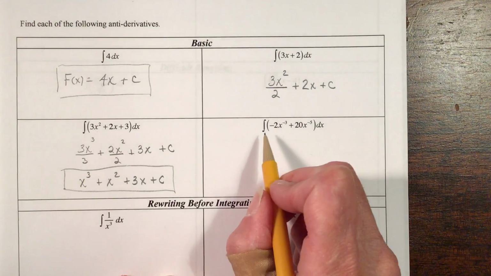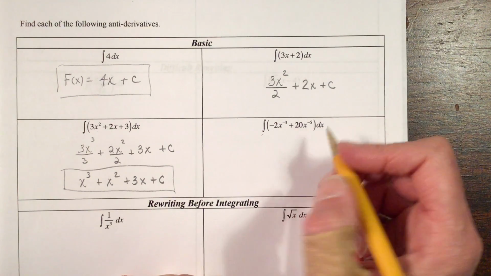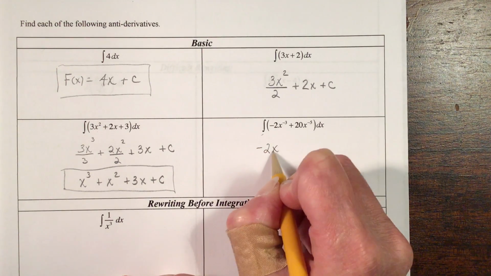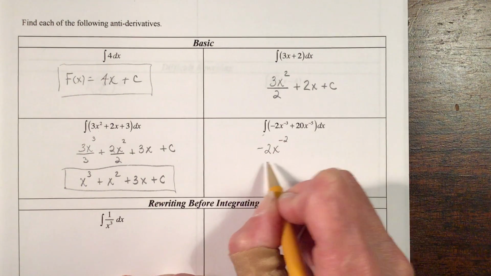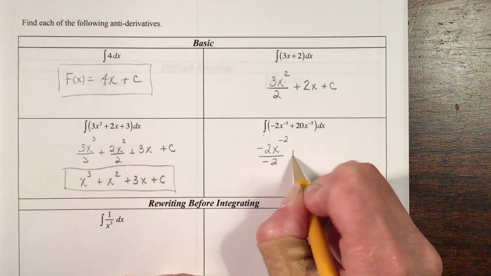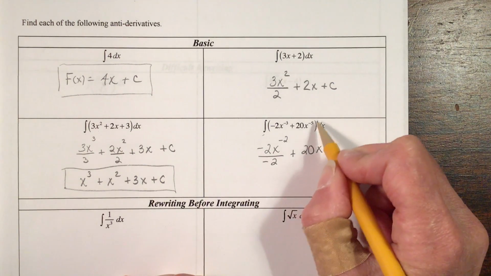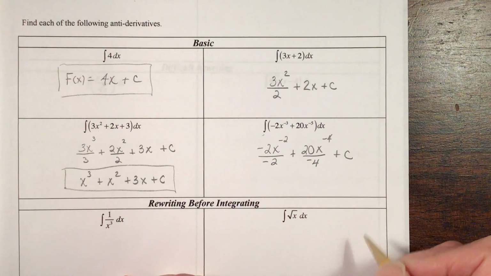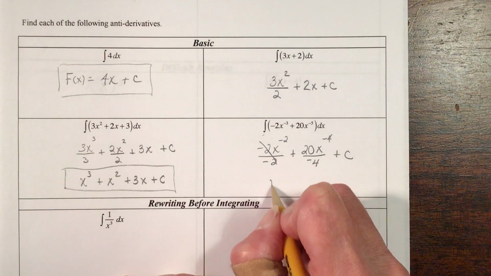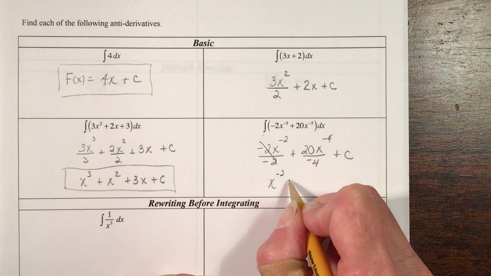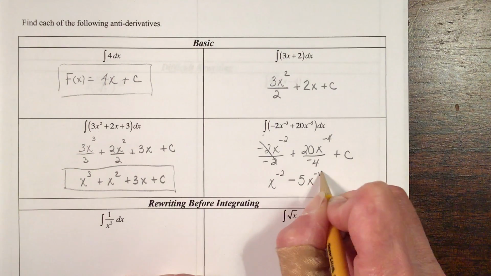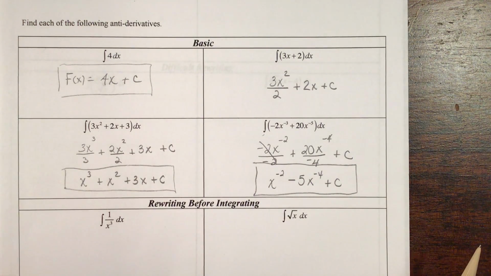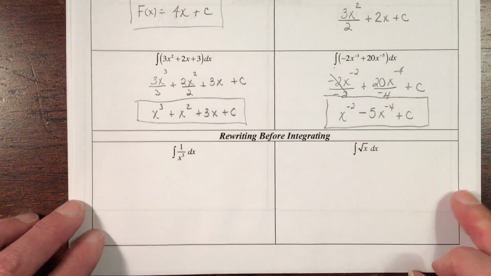Moving on, the antiderivative. So now I have some negative numbers. Still, I'm just going to add and divide. So I have negative 2x. If I add 1, I get negative 2. Divide by negative 2. Plus 20x. Add 1 to the power. Divide by that number. Plus c. This is going to cancel. You're going to be left with x to the negative 2 minus 5x to the negative 4 plus c. And to save time, we're not going to rewrite that with positive exponents. I'm just going to leave it alone. Okay.